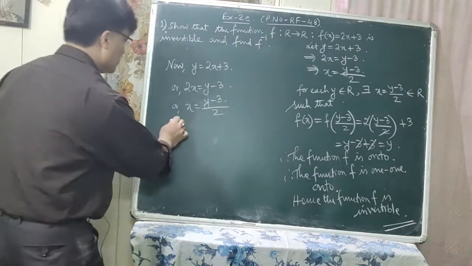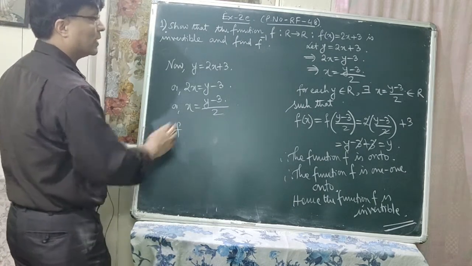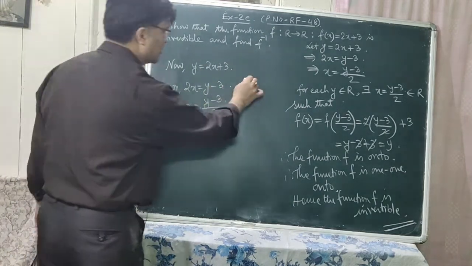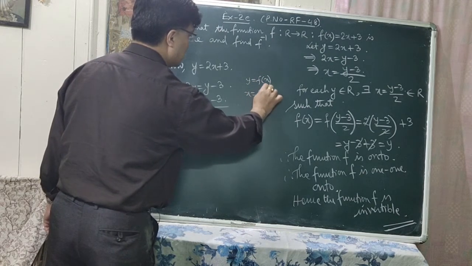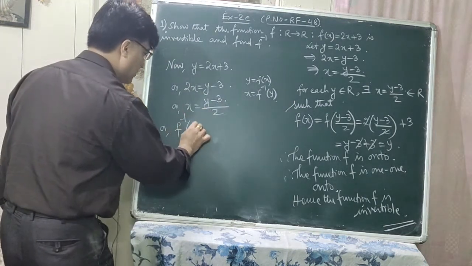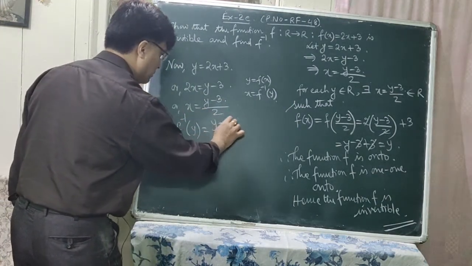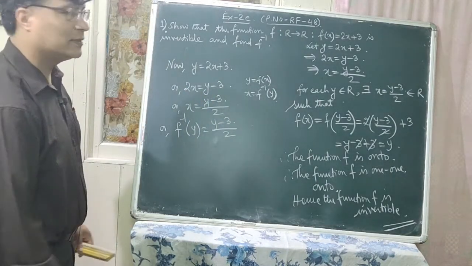Is that clear? So what is the value for x now? Actually y is equal to f of x. So what is x is equal to? That is your f inverse y. So this is f inverse y is equal to y minus 3 by 2. So we have got it, right?